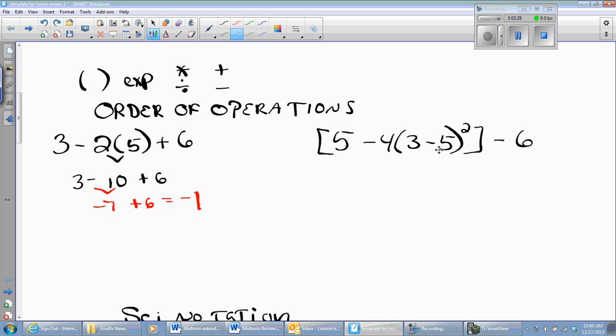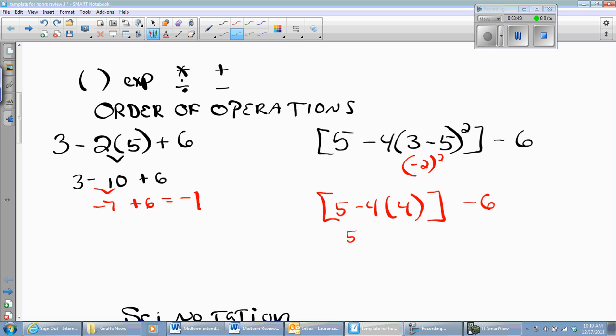3 minus 5 is -2. But I have -2 squared. So I'm going to have 5 minus 4. And what is -2 times -2? Why, it's +4 minus 6.